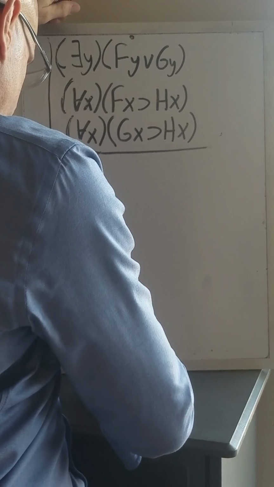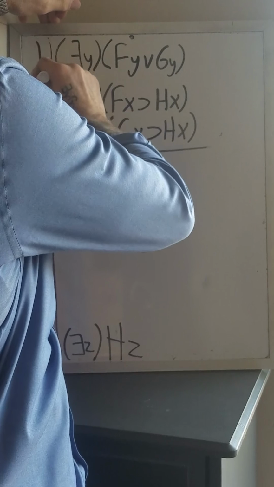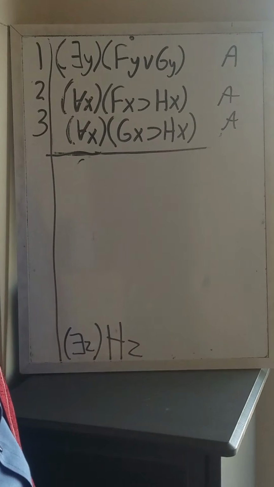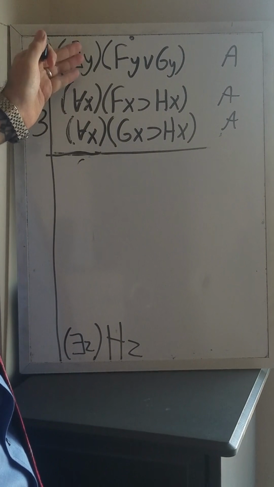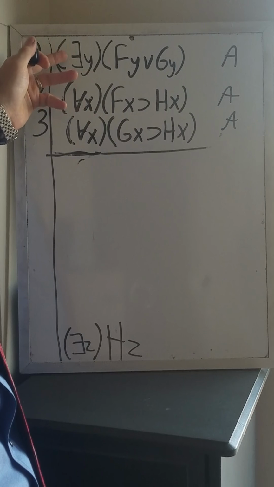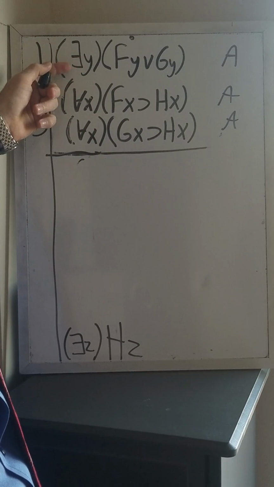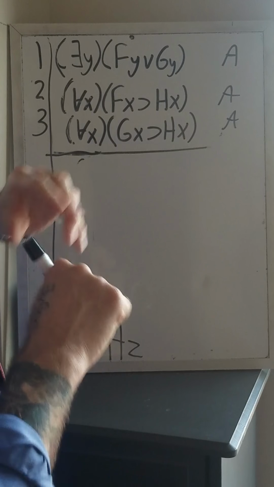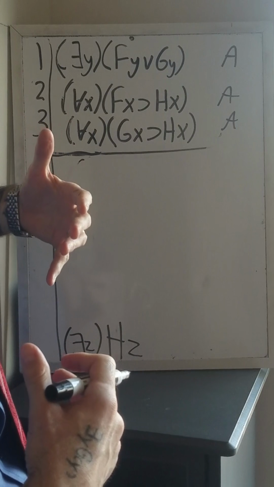So this is what we're trying to prove. All right, so the first thing I want to say is we're going to have to do eliminations on all of these. Anytime you have existentials and universals, you want to make the assumption that you're going to use for the existential elimination first. The reason for that is that you need to use a letter that's new to the proof.